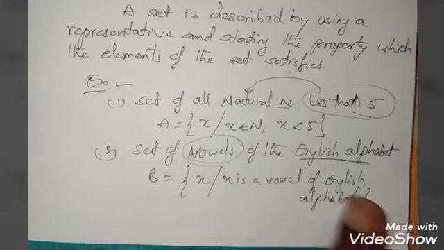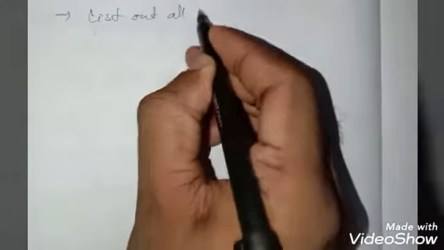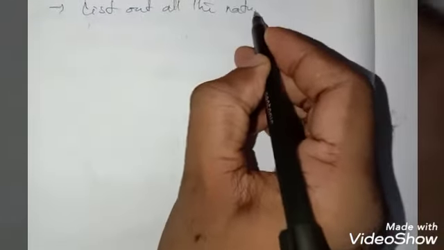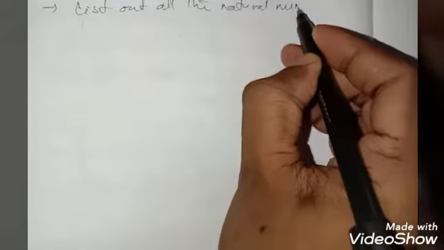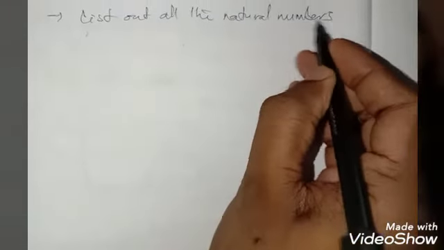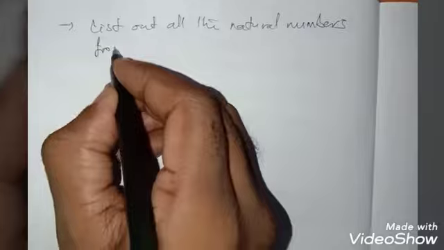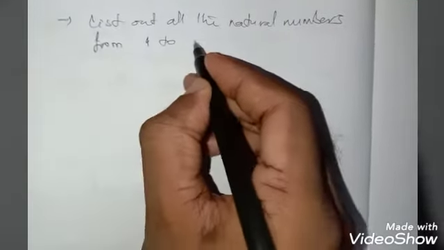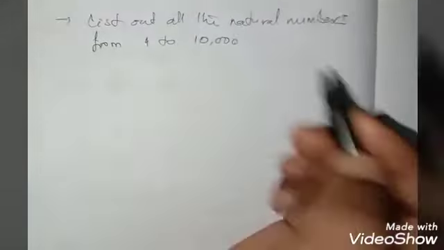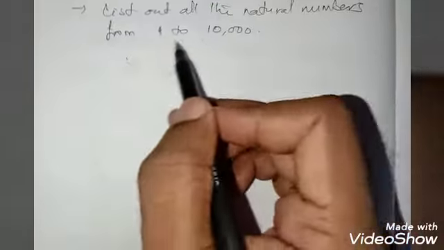So why are we writing this? Let me explain why we write a set in set builder form. What is the use of set builder form? For example, if the question is given as: list out all the natural numbers from 1 to 10,000.